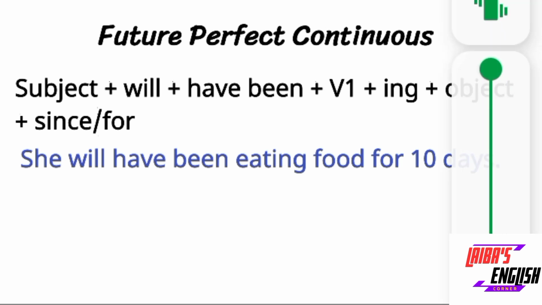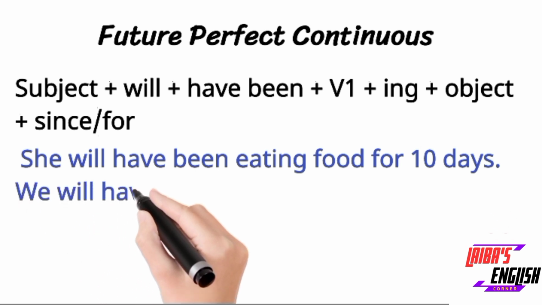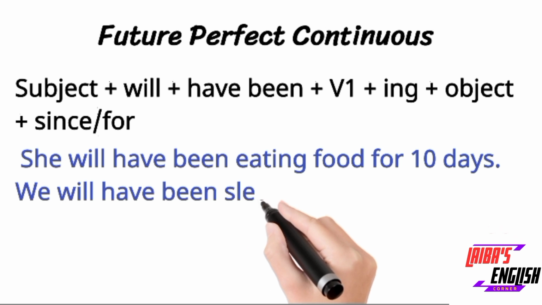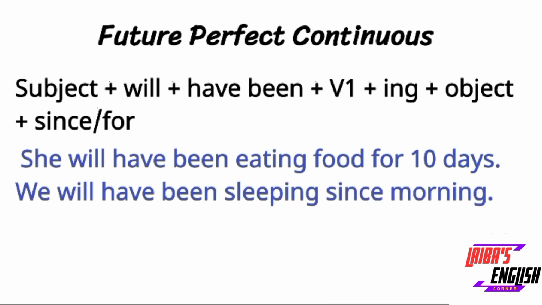So let's have a look at some examples to make our concept even more clear about future perfect continuous tense. She will have been eating food for 10 days. Why for? Because we don't know the exact time. Second example is we will have been sleeping since morning. So we know morning come after night and before evening, so morning is a fixed time, so we use since here.